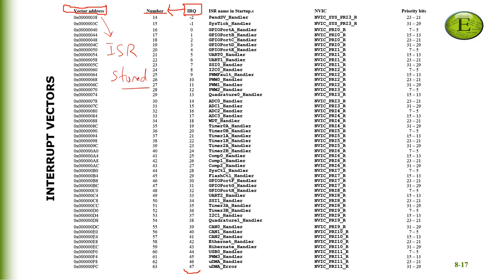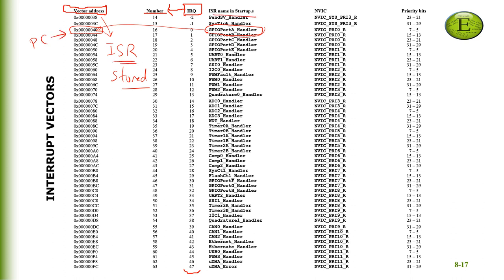So for example, if we look at the GPIO port A, the address over here, that is actually the third row, is hex 40. It means that for the GPIO port A interrupt, the name of that interrupt service routine is going to be GPIO port A handler. The interrupt service routine will be available at the address hex 40. That's where the program counter needs to go to execute the ISR.